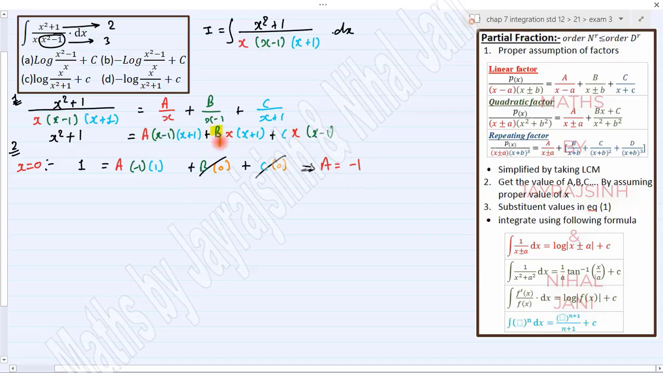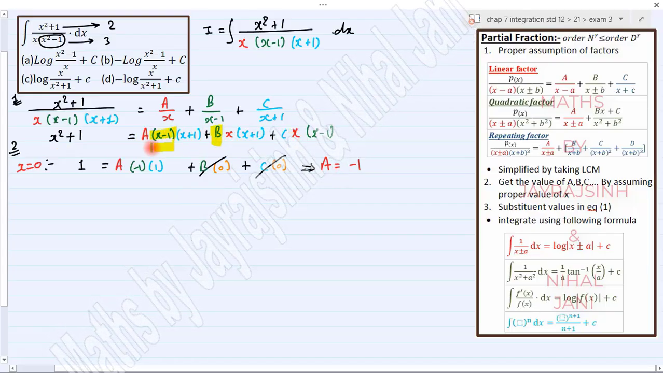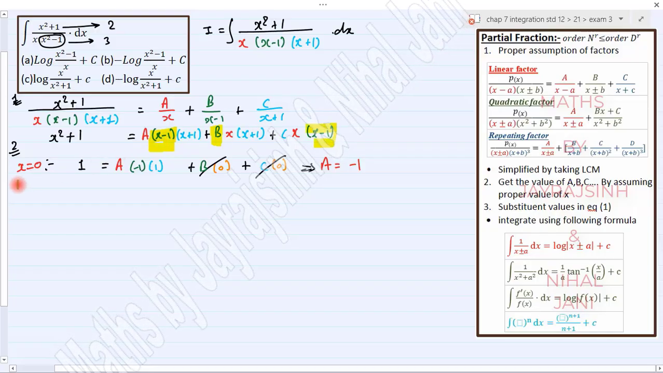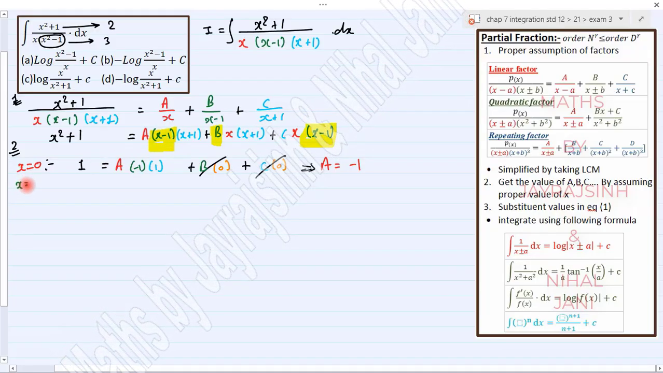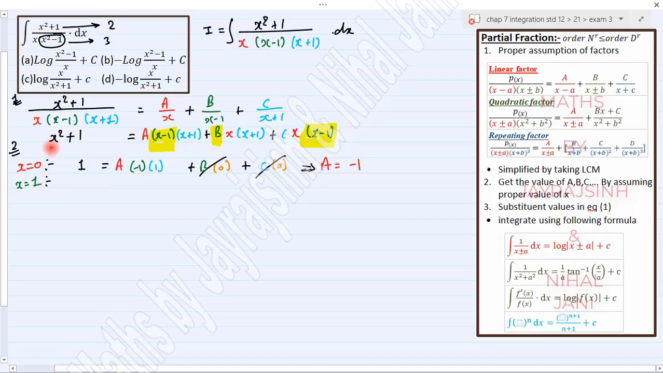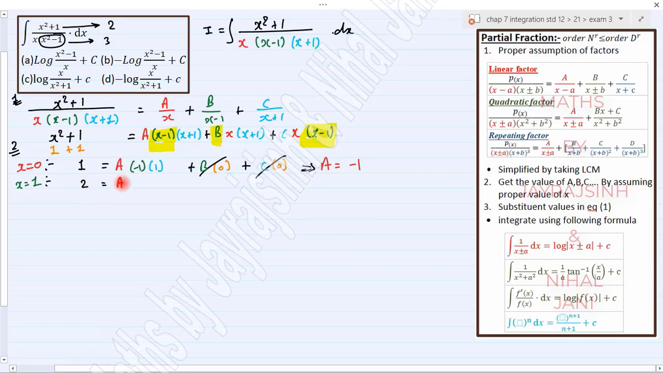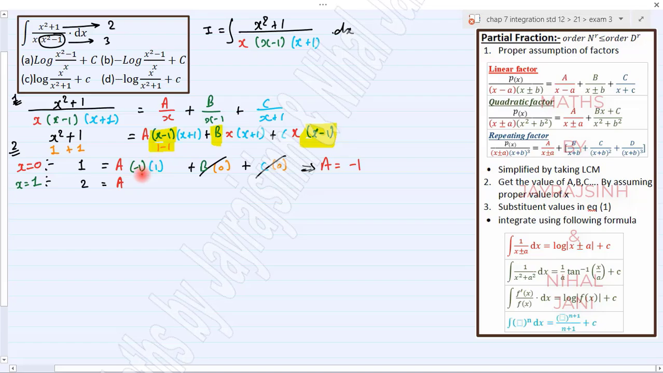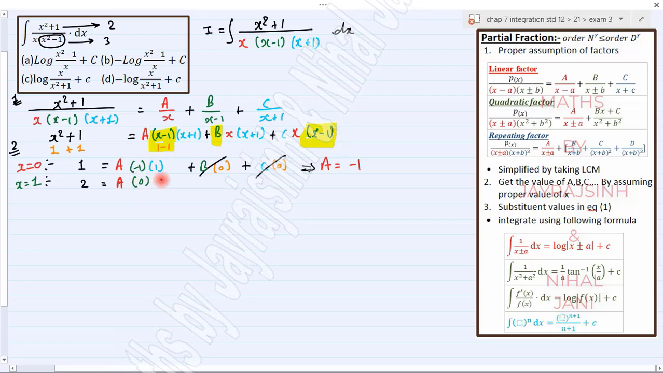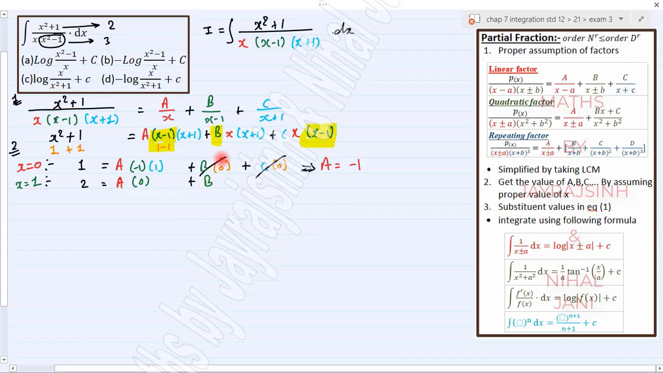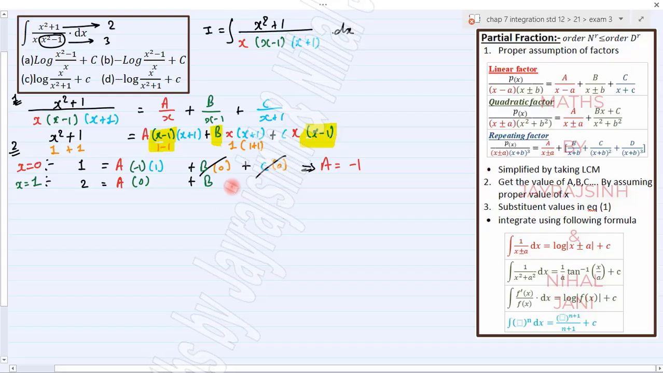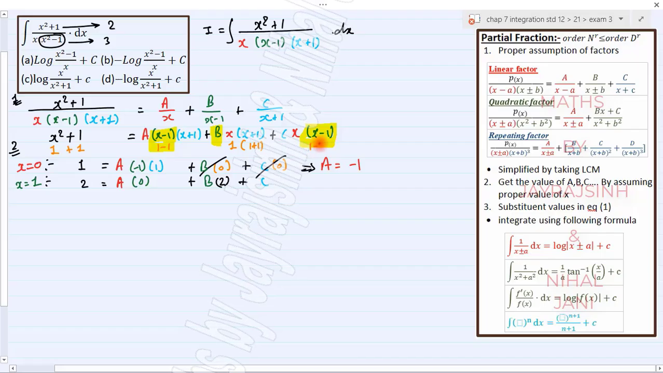Similarly, to get the value of B, the common factor in the rest of the two terms is x minus 1. So we have to assume x is equal to 1. So on left hand side we will get 1 plus 1, or we can say 2, where A is within the multiplication of x minus 1, or we can say 1 minus 1 will give us 0, plus B is multiplied with 1 and 1 plus 1, or we can say 2, plus your C is multiplication with 1 minus 1, or we can say 0.